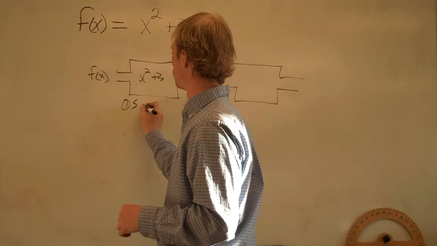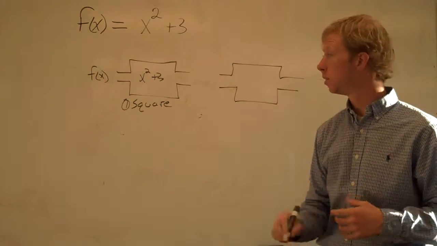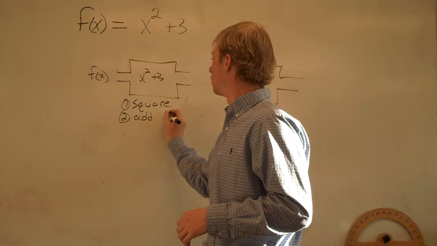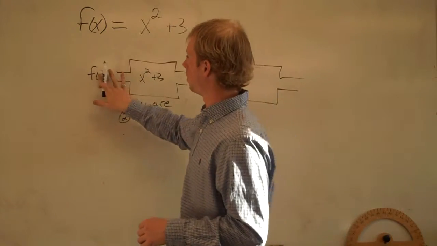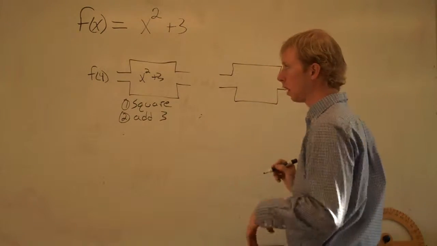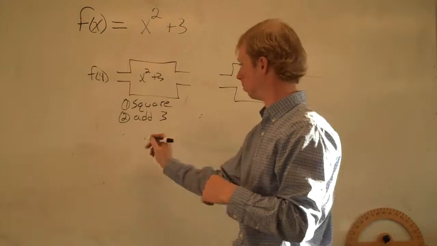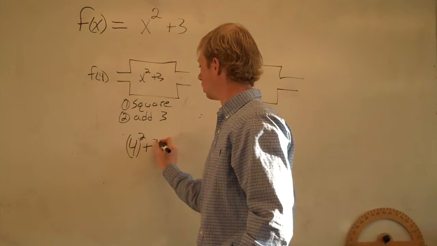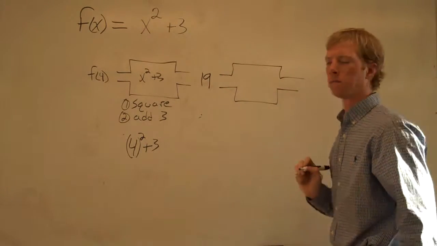So step 1 is square. Step 2 is add 3. Now, if I wanted to find f of 4, f of 4 is going to be 4 squared, which is 16, plus 3, which will give me 19.